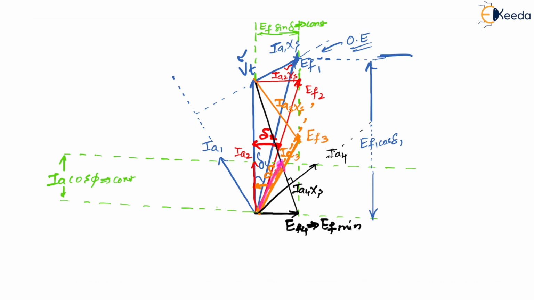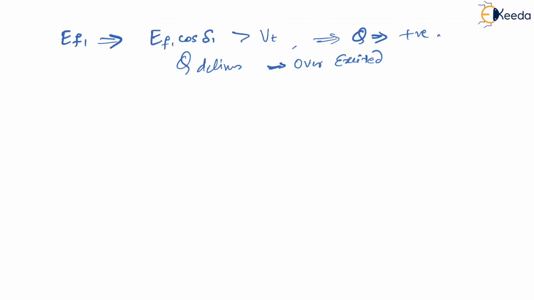Now let us think of red. If you observe carefully this red, EF2. What will be EF2 cos of delta 2? EF2 cos of delta 2 will be here or not? Yes, this will be the length of EF2 cos of delta 2. If you see the length of EF2 cos of delta 2 and your VT, is it the same or not? Yes. So EF2 cos of delta 2 is the same as VT.